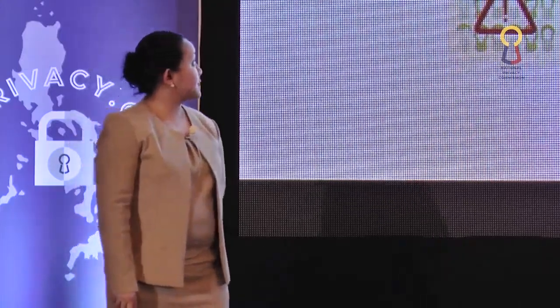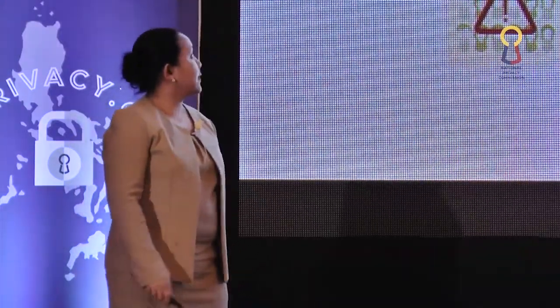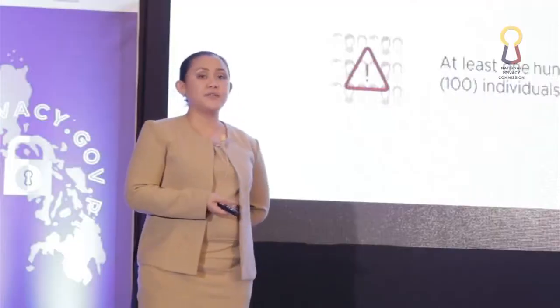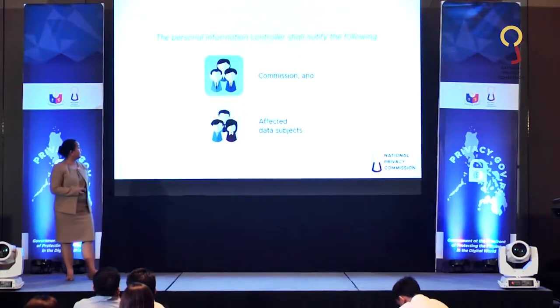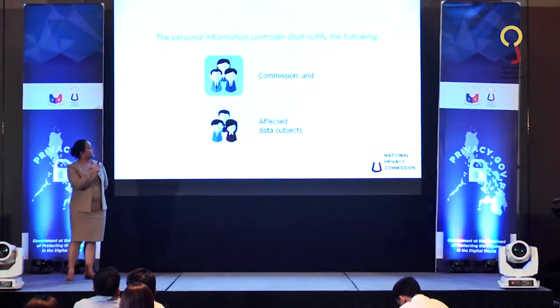The personal information controller should take into account whether the information would likely affect national security, public order, public safety, or public health, whether it involves at least 100 individuals, whether the information is required by law or by regulation to be confidential, or whether it is personal data of vulnerable groups. As mentioned, the notification is made to the commission as well as the affected data subjects.